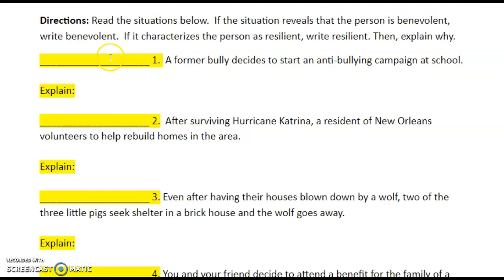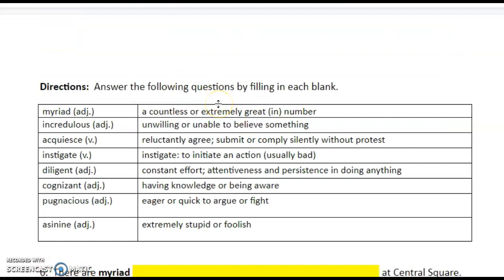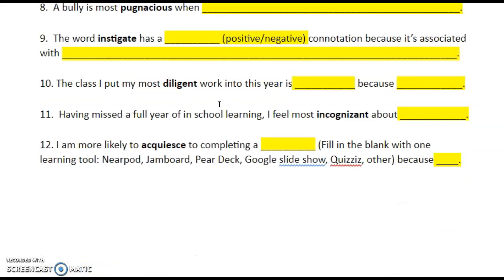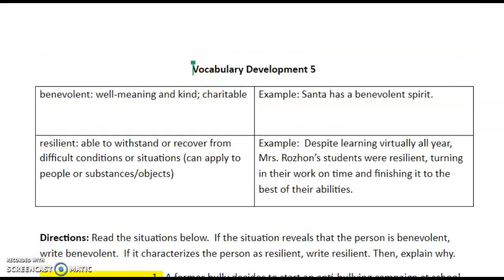So for 1 to 5, you're going to read the statement. So for example, the first one says, a former bully decides to start an anti-bullying campaign at school. In the blank, you're going to write if that is benevolent or resilient, an example of benevolence or resilience. And then you're going to explain why you chose benevolent or resilient. Because for some of them, it could be an example of both. So what do you think is the best choice and why? On the next page, you have review of previous vocab words, and it is fill in the blank. So you don't need to write anything in complete sentences. You just need to fill in the blank. And when you're done, submit.